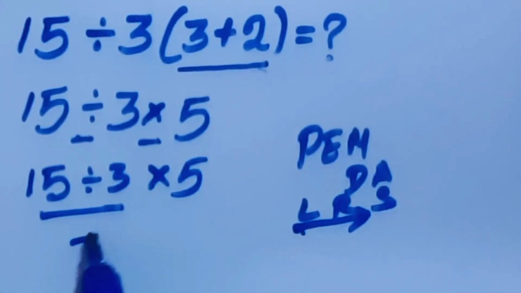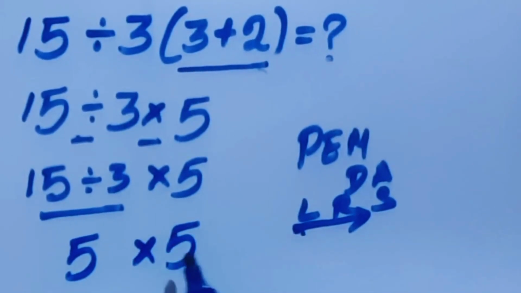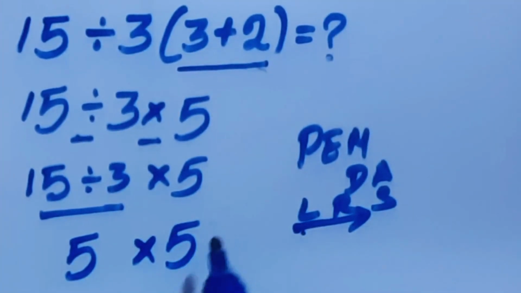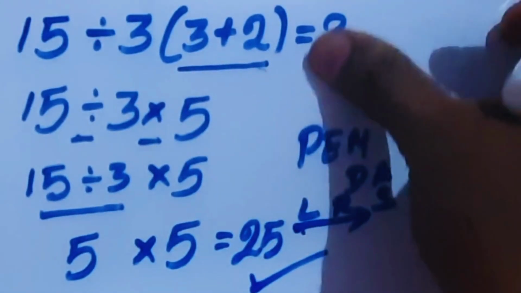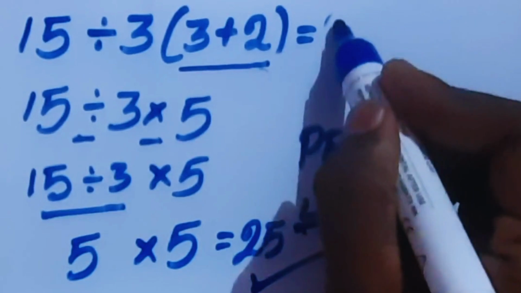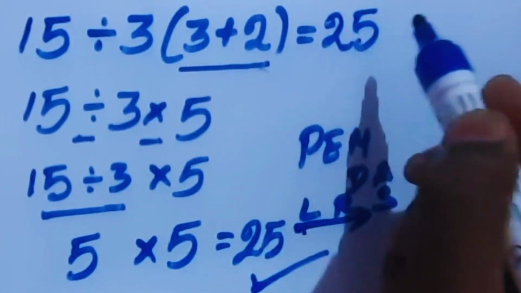So here it is 5 times this 5. Now 5 times 5 is 25. This is the correct answer. So the answer is 25, not 1.